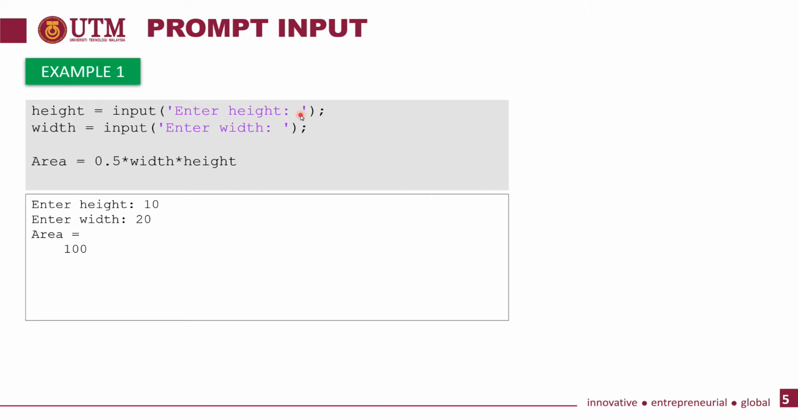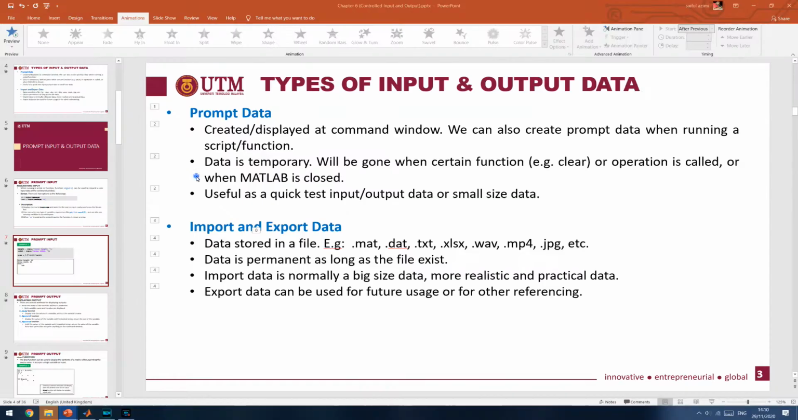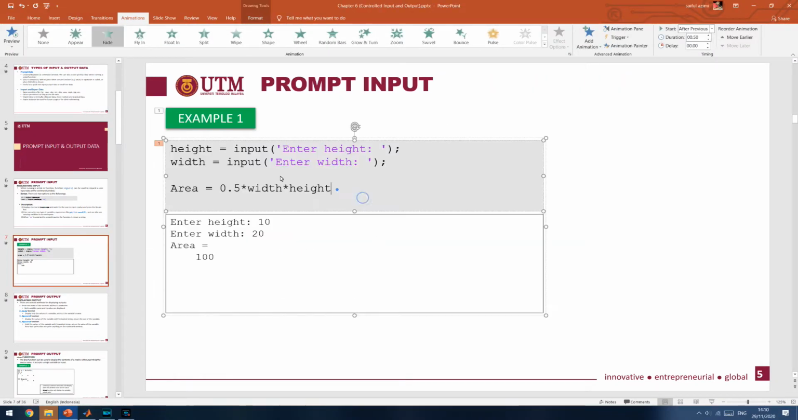After the user inserts the data, it will go to the second line of the code, which is requesting the width data. The width data entered by the user will be saved inside the width variable, and then it will calculate the area, and you will get the area. So let me copy this code and show it to you.